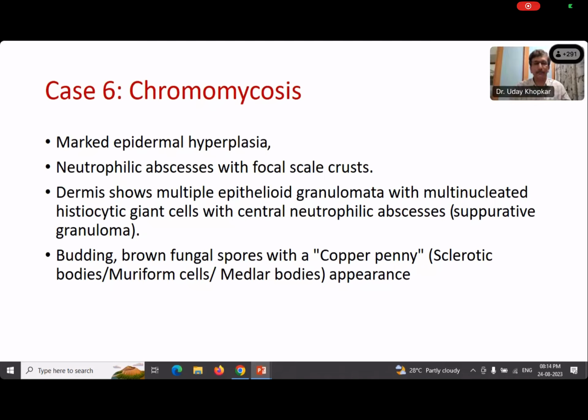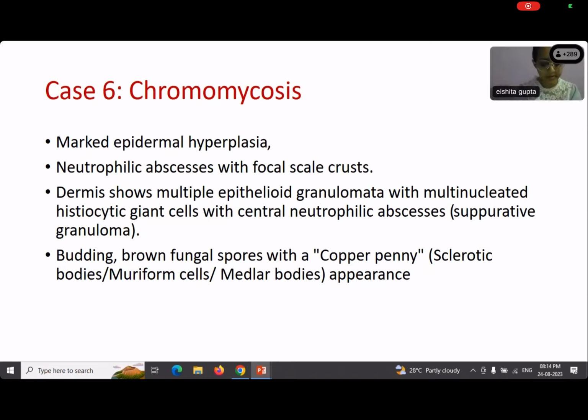This is clear cut. There is presence of copper-colored bodies, so there is no confusion about this chromomycosis. But PGs should know the different complications this chromomycosis can lead to, in the form of ulceration, secondary bacterial infection that might confuse, sometimes lymphedema, which leads to elephantiasis too, and sometimes mycosis. So these are the complications.